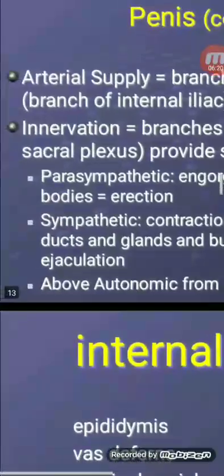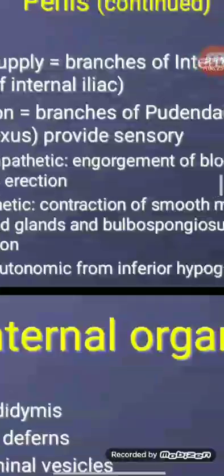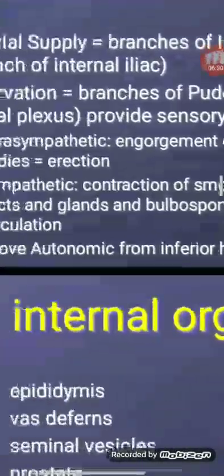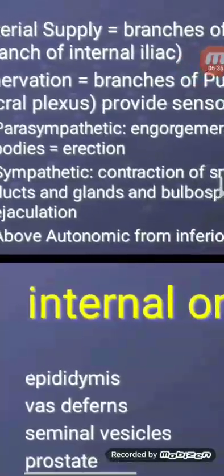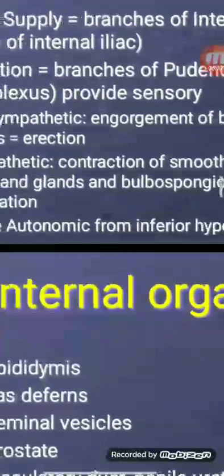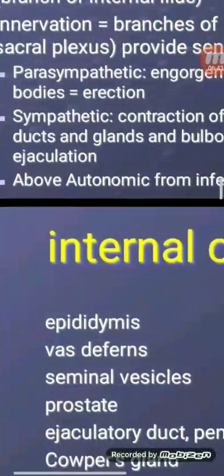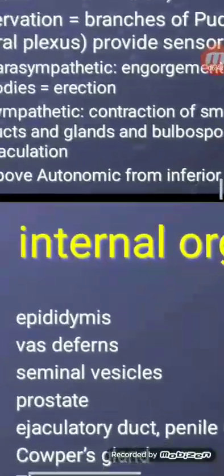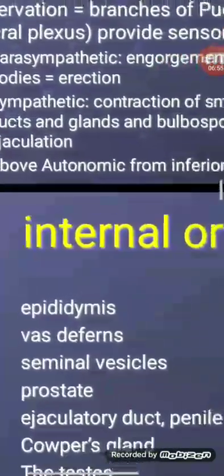The internal pudendal artery is a branch from the internal iliac artery. Innervation of the penis: branches of the pudendal nerve from the sacral plexus provide sensory innervation. The pudendal nerve comes from S2, S3, S4. Parasympathetic causes engorgement of the blood in erectile bodies, or erection. Parasympathetic causes erection and sympathetic causes ejaculation.